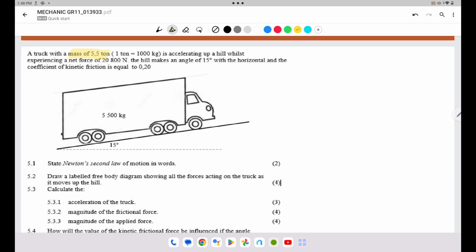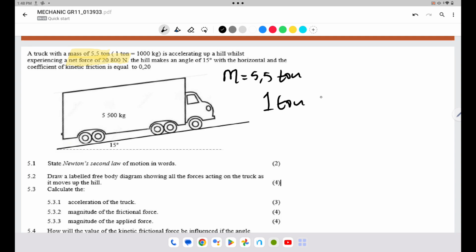Remember that in physics, our SI units for mass are kilograms. We are also given net force, and we are given the coefficient. So let us just write everything down. So the mass is given as 5.5 ton. It means we need to convert. How do we convert? You can just say 1 ton, that's what is given, is equal to 1000 kilograms.